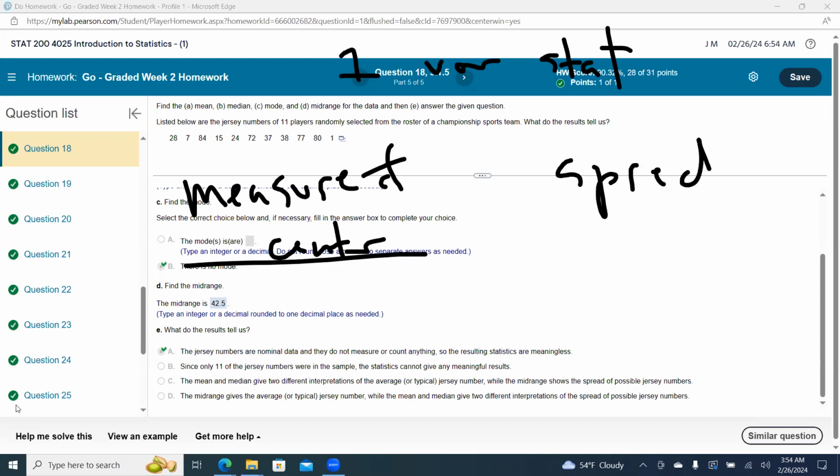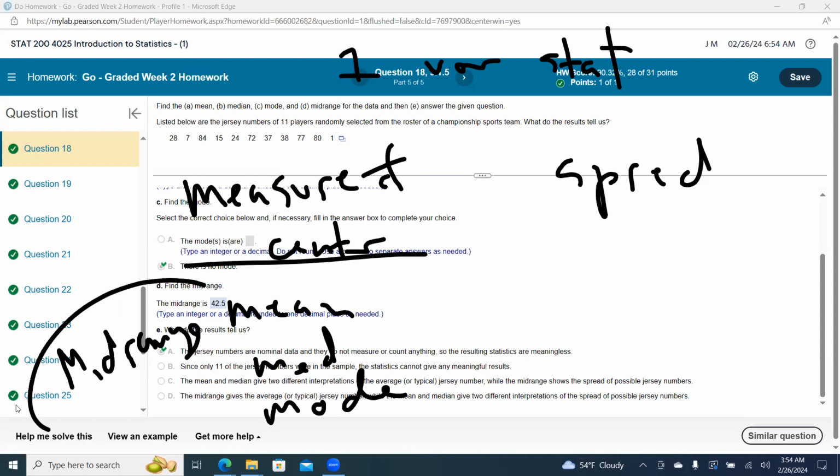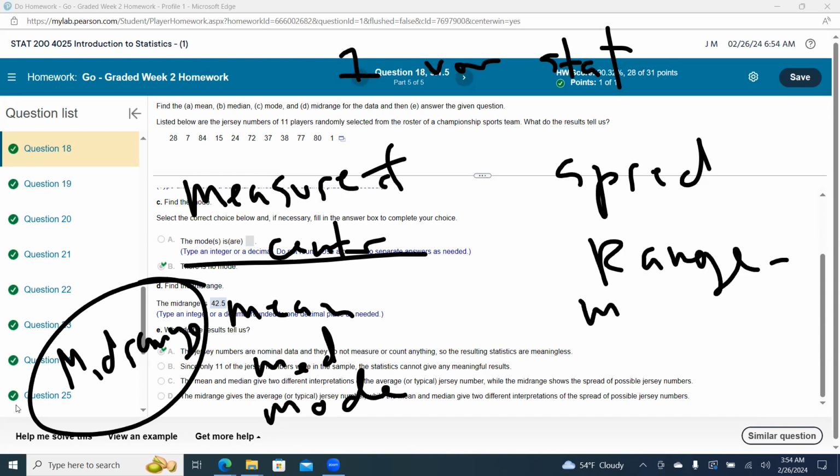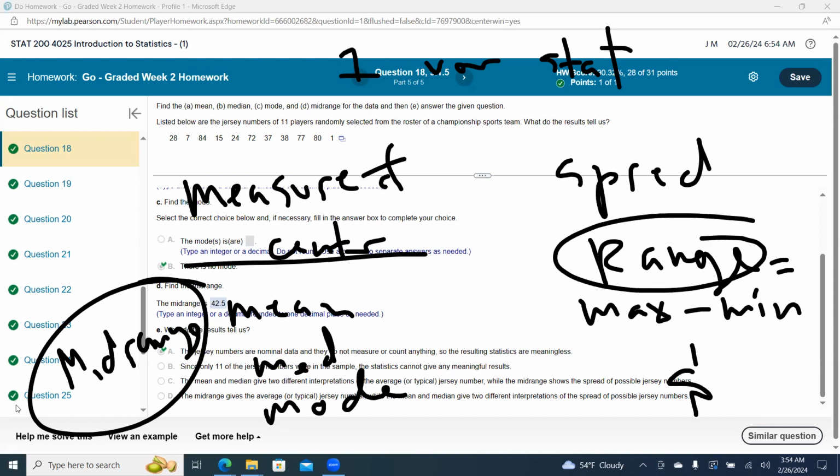There are 3 main measures of center: mean, median, and mode. That's all we care about. Even though we don't care about it, the mid-range is also a measure of center. There are only 2 measures of spread. There's the range, which we didn't do here. The range equals the max minus the min. So the range is a measure of spread, and the standard deviation is a measure of spread. Those are the main ones.